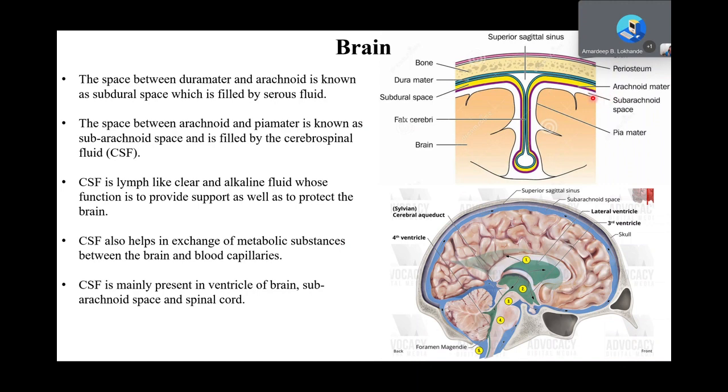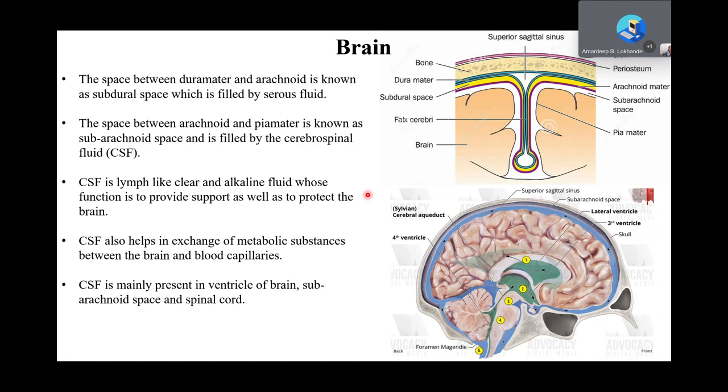For example, here you can see this. And this is filled by the cerebrospinal fluid, in short generally called CSF. So what does CSF do? We have read about lymph, so they're similar to lymph. This is also a clear and alkaline fluid, and it gives you the volume. So it gives protection to the brain. That's the main function of this fluid.